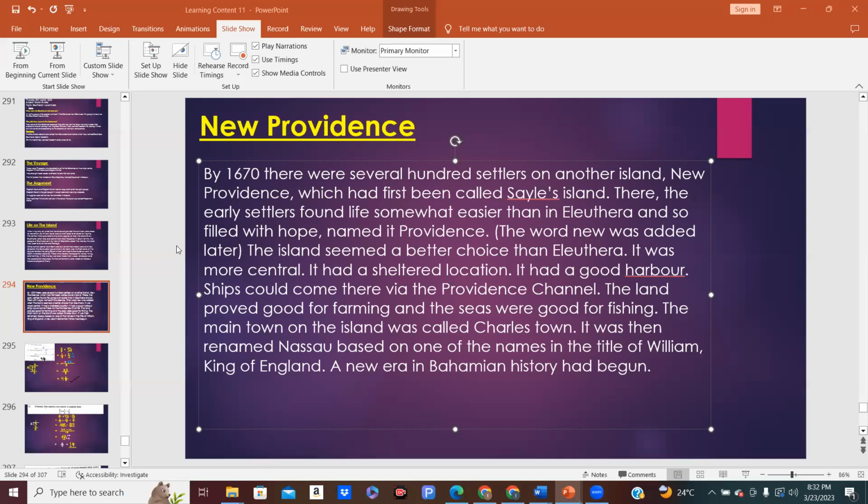It was more central. It had a sheltered location, a good harbor, right? The land proved good for fishing, right? Karen, what was the main town of New Providence called? The main town is called Charlestown. Very good.